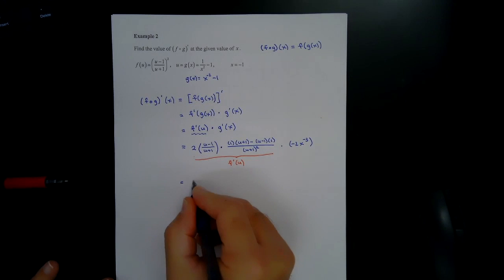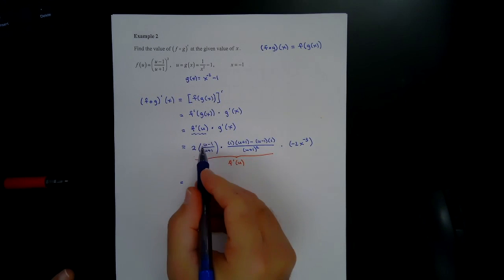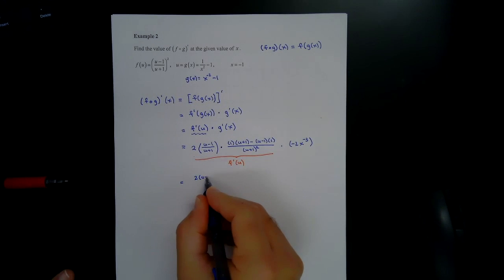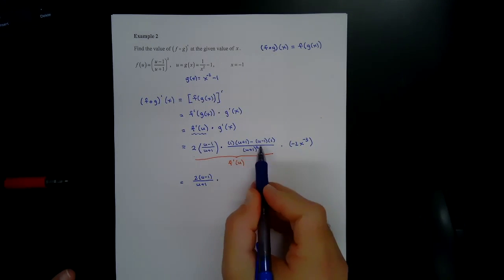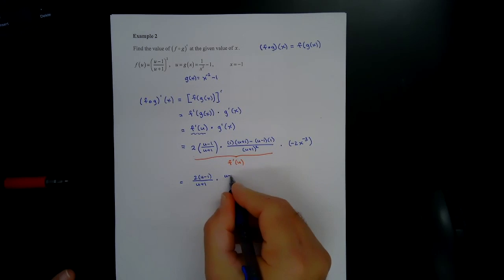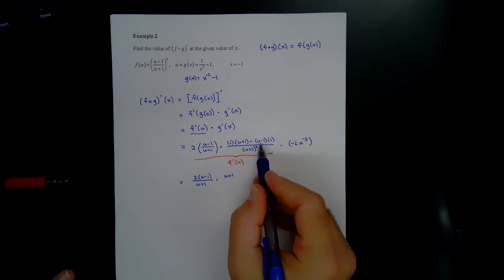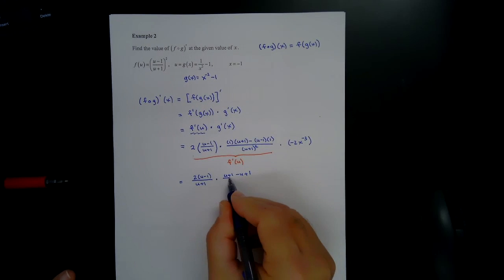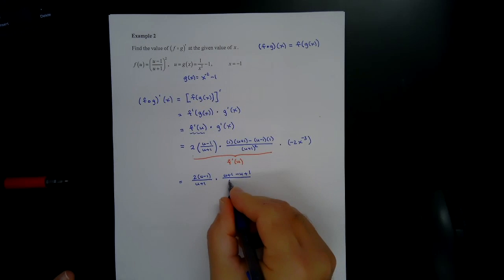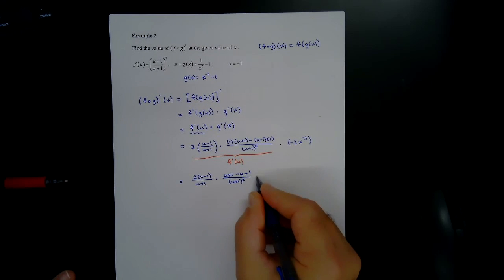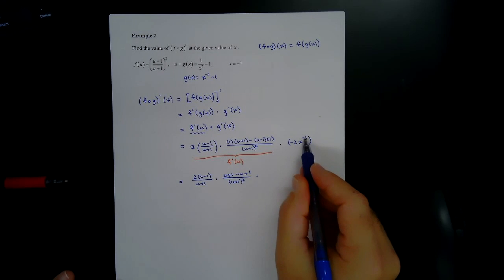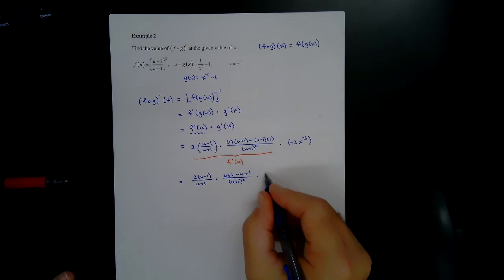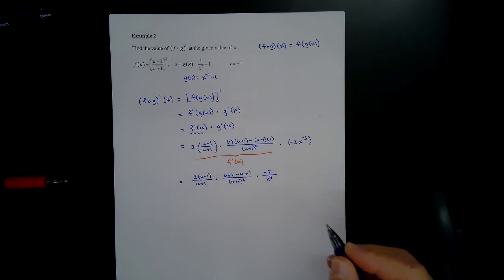I'm going to bring the 2 up with this numerator, so this becomes 2 times u minus 1 all over u plus 1, and then multiply that fraction, where the numerator becomes u plus 1 minus u plus 1, all over u plus 1 squared, times, and this x to the negative 3 can be written as 1 over x cubed, so this is multiplied by negative 2 over x cubed.